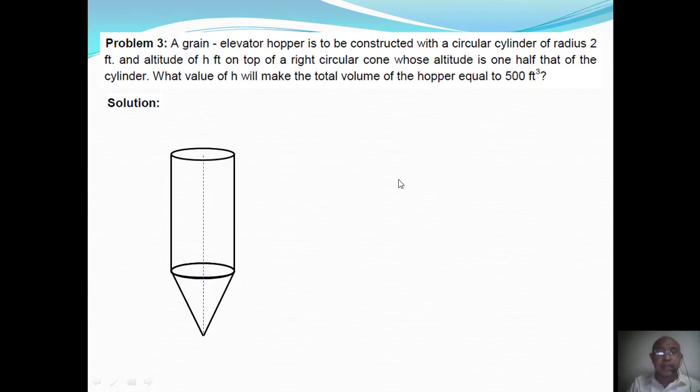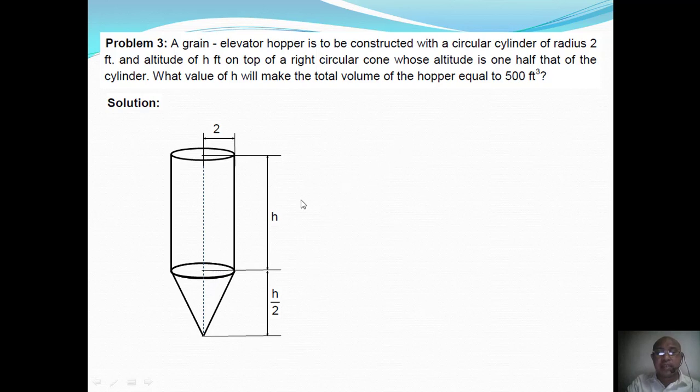Okay? So we can draw the figure. So this is the cylindrical part and this is the conical part. The radius is 2 feet. Then the height here is h. And the height here is 1/2 of h. The same radius of the base here.